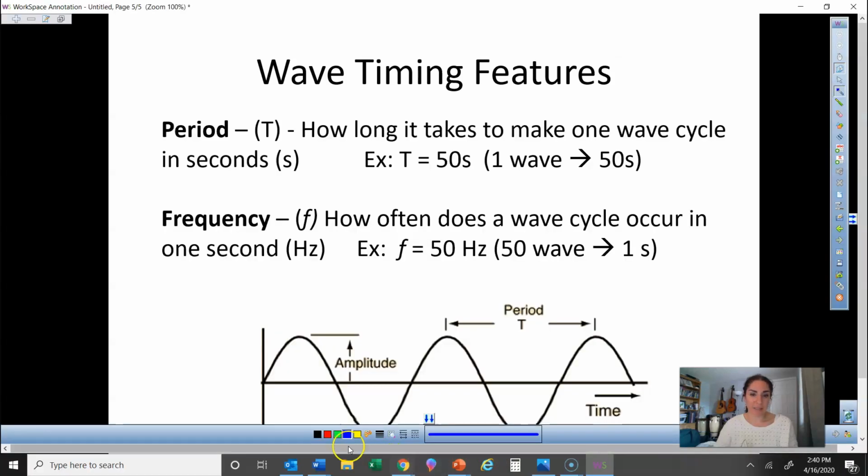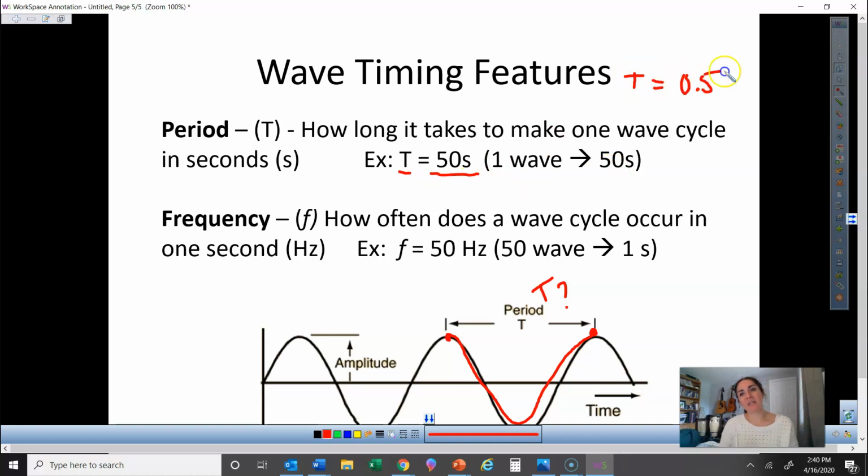But how long it takes to make one full wave. So we're back at that idea, right? The time it takes to start here, make a full wave up and down, it's how long it takes to make that. That's the period. I make one wave in 50 seconds. That's what this means. So if the period is 50 seconds, I make one wave in 50 seconds. My period is 0.5 seconds. That means I make one wave every 0.5 seconds. It's kind of like a per kind of thing.